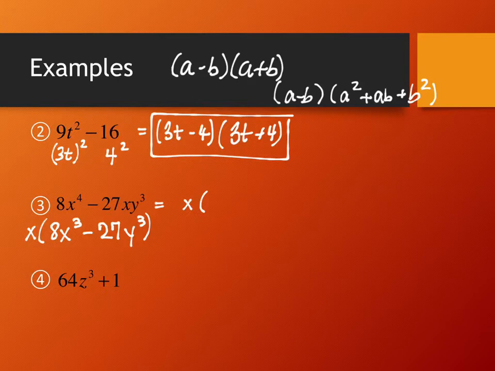So I need to figure out what is being cubed, much like the last problem, because it's not an 8, and it's not a 27. So what number would I have to cube to get 8? 2. So it's actually the 2 and the x that are being cubed. What's being cubed to give me 27? A 3, and then of course also the y.